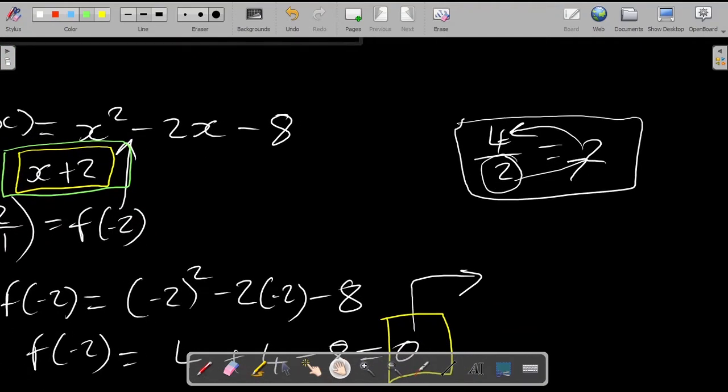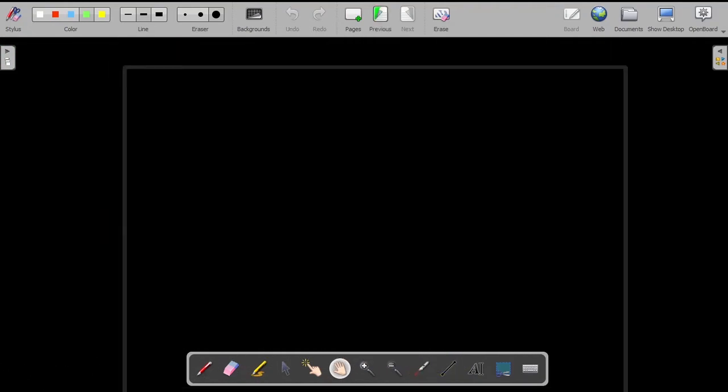So let me just open a new page. Right, let's now talk about the factor theorem. And I'll do another example that talks about the remainder theorem. I'll do about 2 more examples or so. I'll see. So now let's talk about the factor theorem.